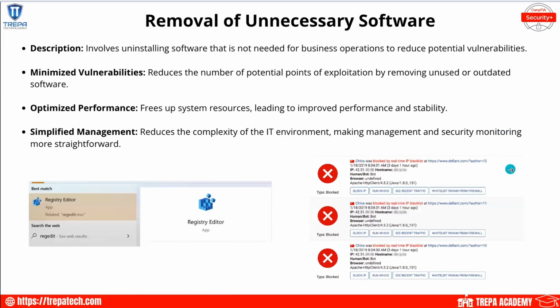Removal of unnecessary software. This involves uninstalling software that is not needed for the business operation. So we're taking that concept of least privilege with IAM and doing this for software too. We disable unused ports and protocols, and we disable unused software.